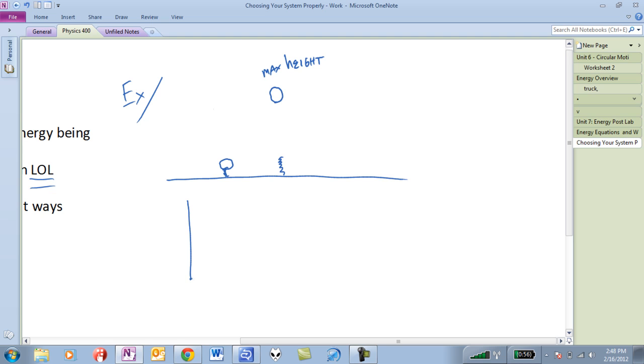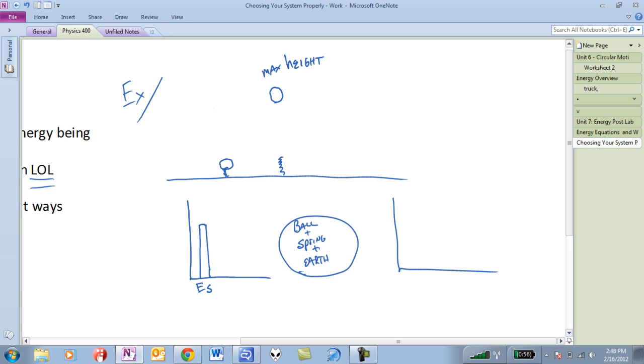The LOL diagram we are most familiar with for this example is, at the beginning, as long as we choose our system as the ball, the spring, and the earth, the ball, spring, earth system has ES stored in it. And as long as we make our zero height at the ball at that moment, we could say that all of that energy has been transferred into EG.